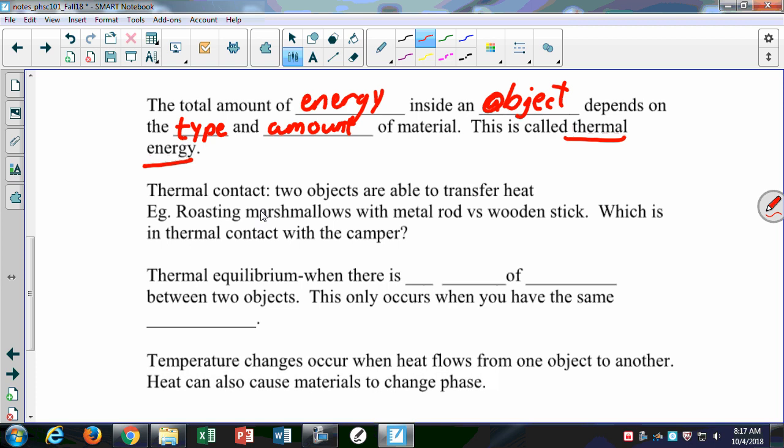Oh, I thought when it said camper, I was thinking like an actual camper you would sleep in. I was like, what are you talking about? Oh, no. The camper, like the person camping.